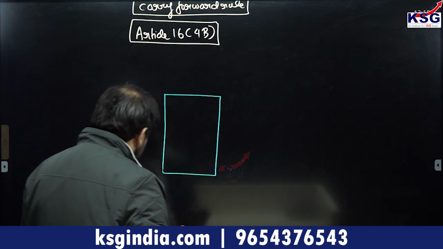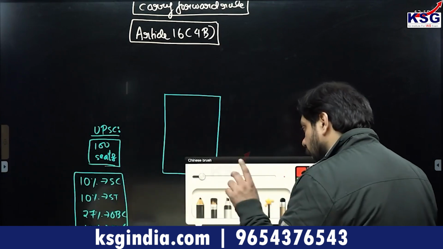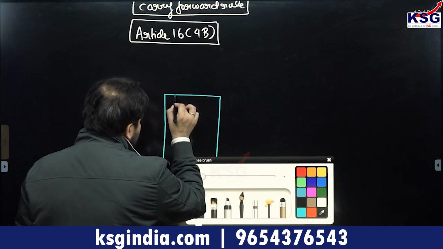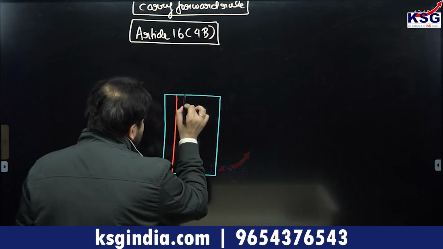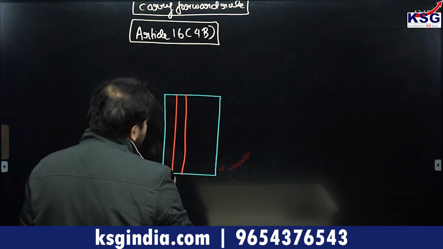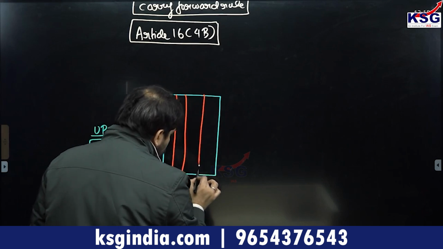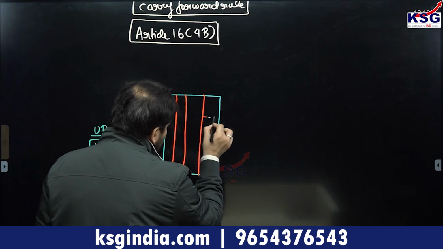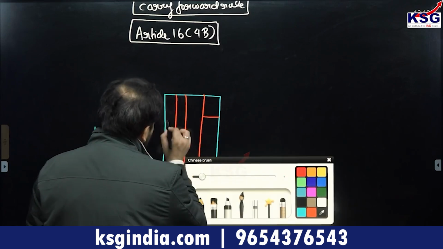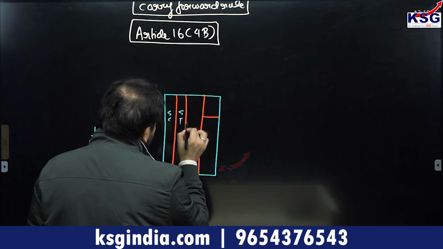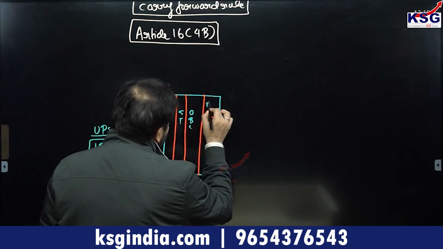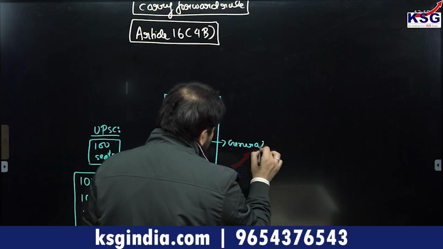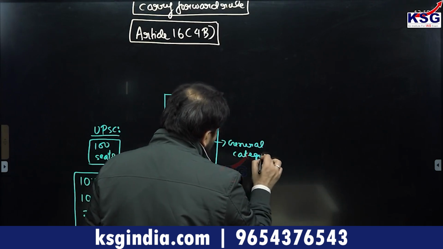If this is the notification given by the UPSC, the remaining seats are for the general category. So let me identify this clearly: 10% for SC, 10% for ST, 27% for OBC, and 10% for EWS. So you have Scheduled Castes, Scheduled Tribes, Other Backward Classes, and EWS, right? The rest is called the unreserved category or the general category.